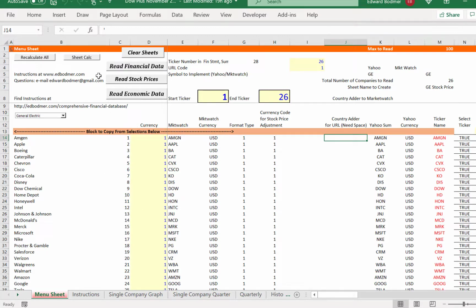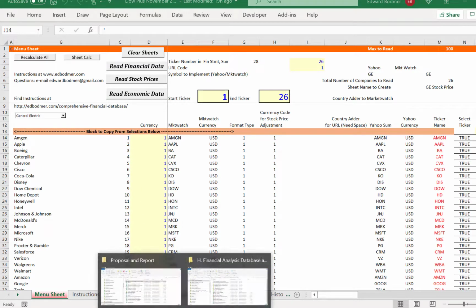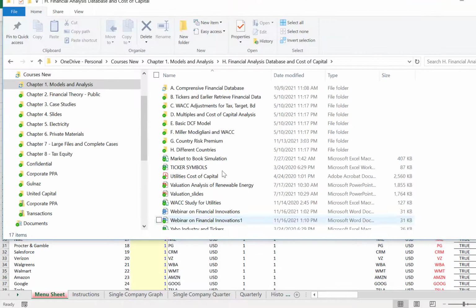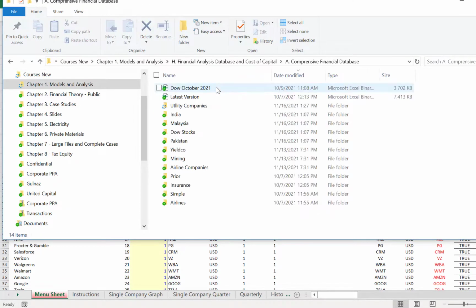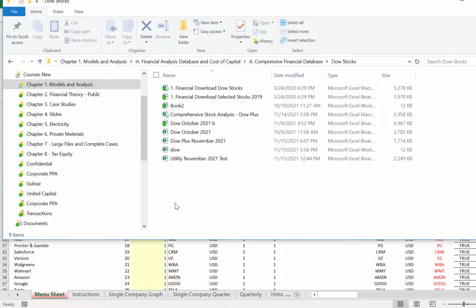And then I upload the data. Now, this file I'm going to put on the spreadsheet, and I've got another kind of file that goes along with this. It's in chapter number 1, and I've got lists of utility companies, companies from India, Malaysia, Pakistan, yield co companies, mining companies, airline companies, insurance companies, 2 airline companies. I shouldn't have two.